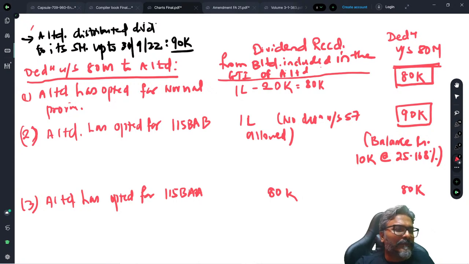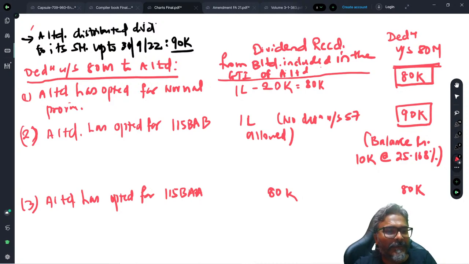Are you clear with this one, students? I hope that every one of you is clear with this. Any doubt, please let me know. You will not be getting any second chance. Nobody is going to teach you this. Take it from me.